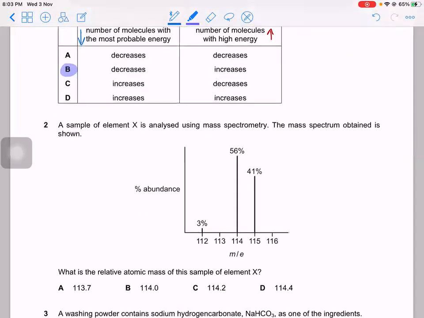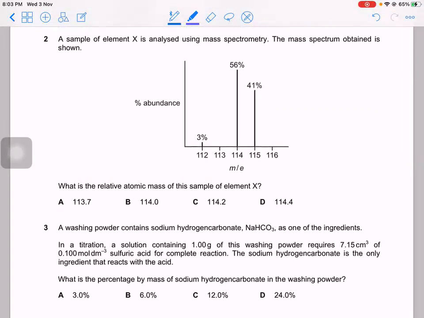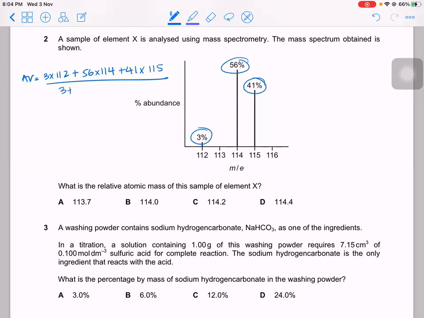Question number 2, a sample of element X is analyzed using mass spectrometry. A mass spectrum is obtained. What is the relative atomic mass of this sample of element X? How do we calculate the AR? AR is isotopic mass times the abundance upon the total abundance. So it would be 3 times 112 plus 56 times 114 plus 41 times 115, all of that divided by the total abundance, which is 3 plus 56 plus 41. And this comes out to be 114.4. The answer is D.